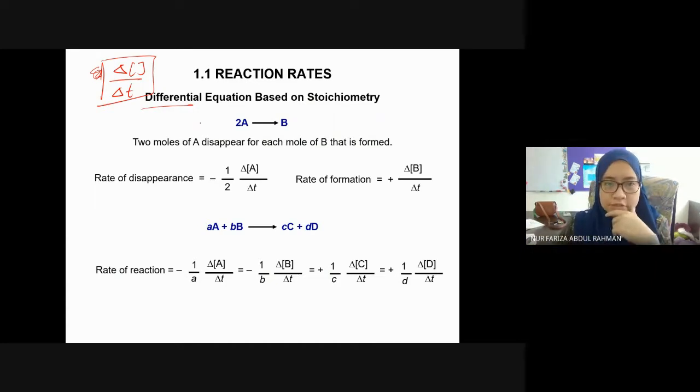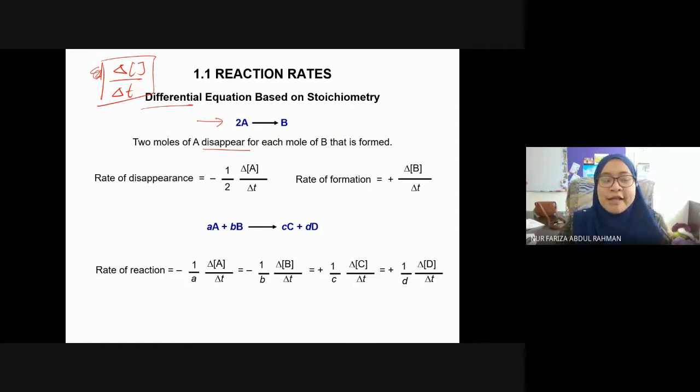Alright, so consider this equation. We have 2A to produce B. That means we require 2 moles of A to produce 1 mole of B. 2 moles of A disappear for each mole of B that is formed. It means the rate of A disappearing is twice the rate of B forming. Right? Or is it the other way around? 2 moles of A disappear for each mole of B that is formed. Yes, correct. 2 moles of A are needed for 1 mole of B to form.